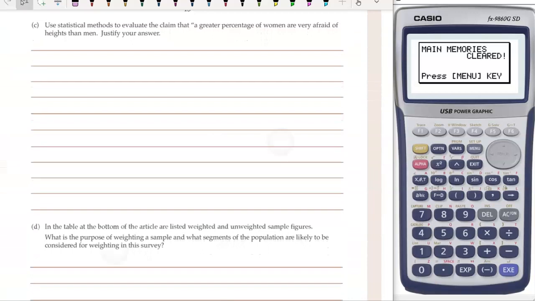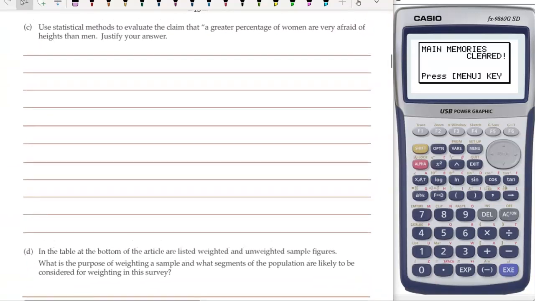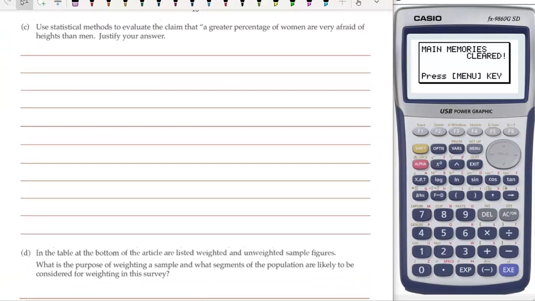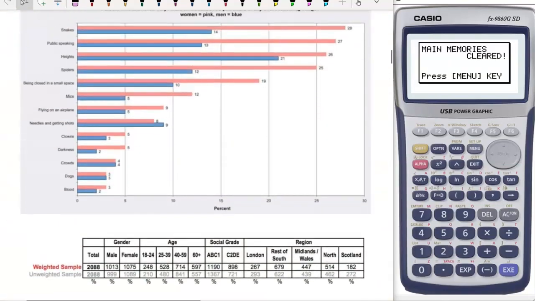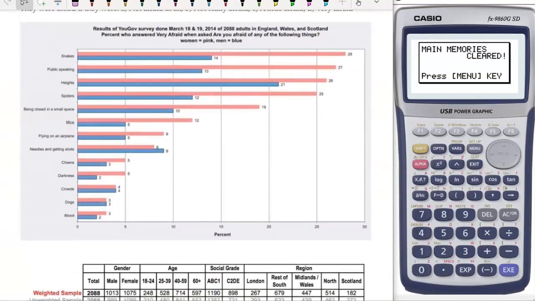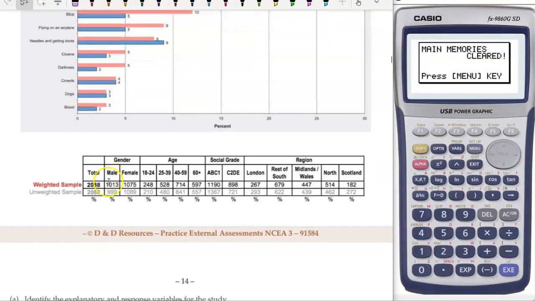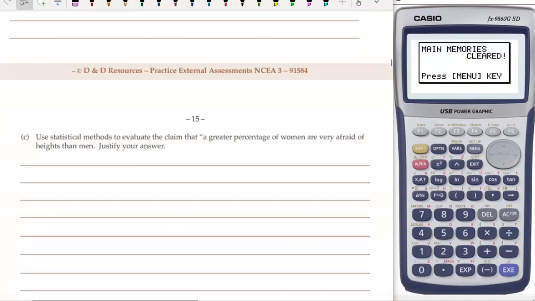Okay, for part C, we want to use statistical methods to evaluate the claim that a greater percentage of women are very afraid of heights than men. Now let's take a look at the details that we have up there. So, afraid of heights is this one, this bar just here. Now we've got 26 for the women and 21 for the men. We've also got the sample size information for male and female down here, so we're going to use all of that detail.